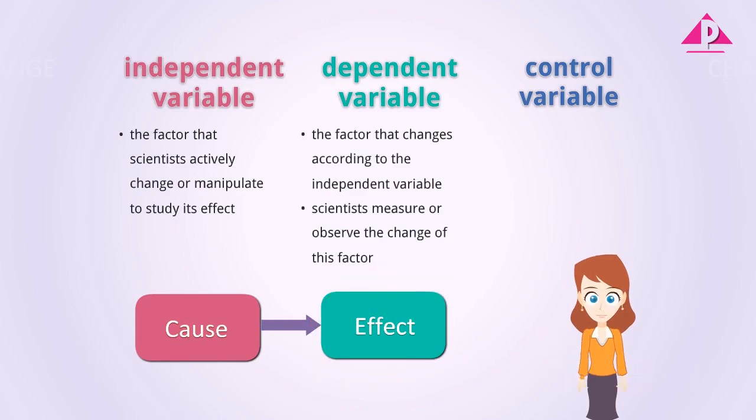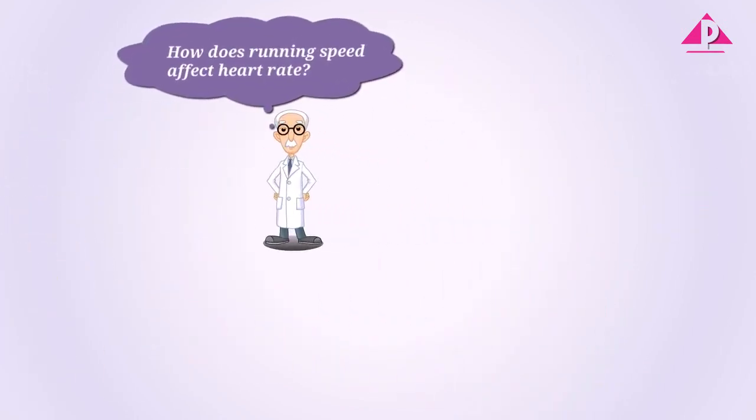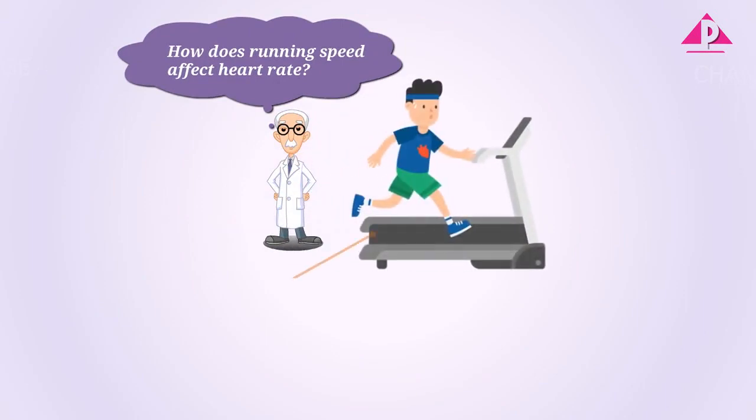Let us look at one example. Suppose we want to study how running speed affects the heart rate of humans. Can you tell which factor is the independent variable and which is the dependent variable?